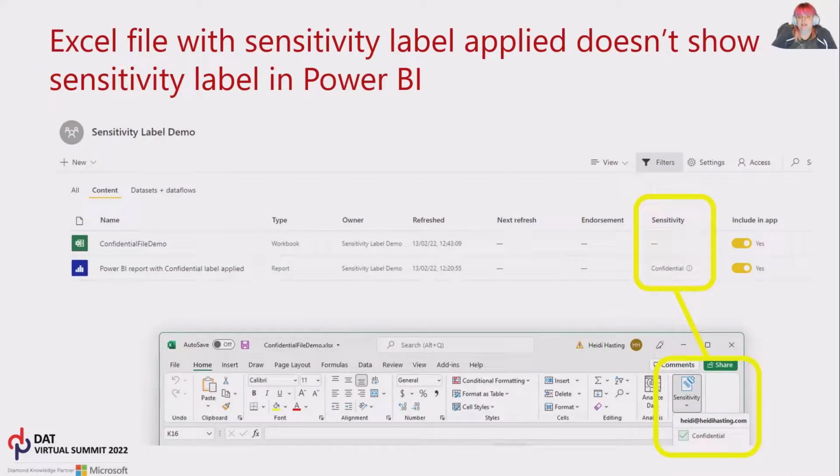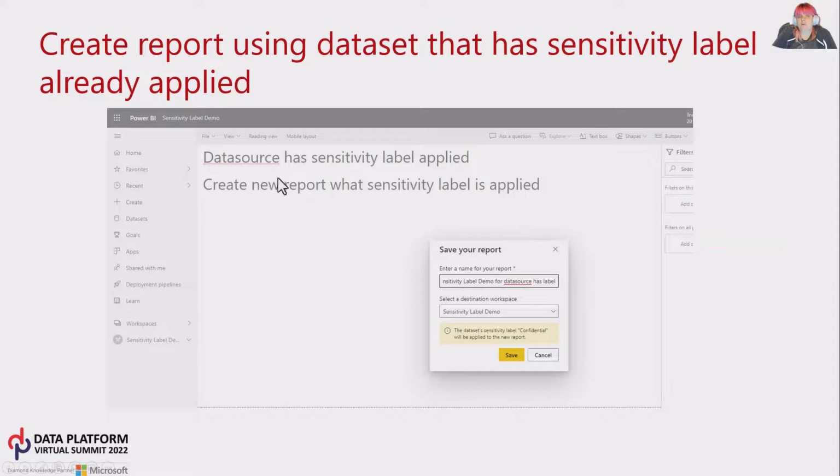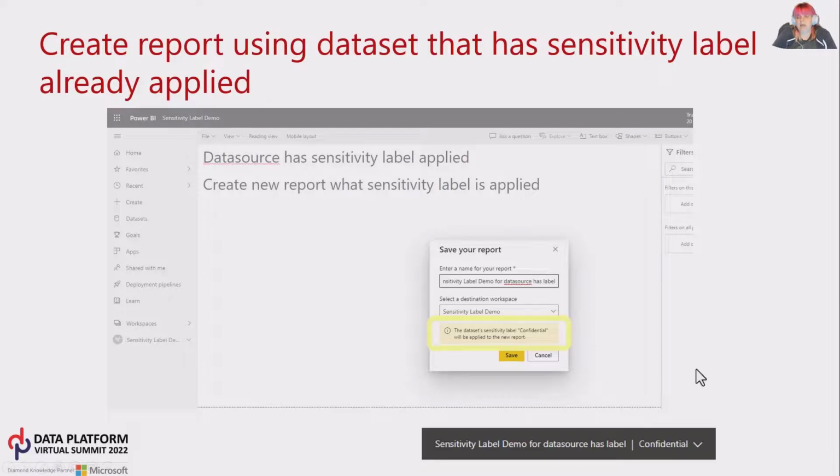The other thing to be aware of is with an Excel file, as we talked about, Excel files can have sensitivity labels applied, but when you publish them to the service, they're considered a workbook and there is no sensitivity label appearing there. When we look at downstream content, in this case, we've got a dataset that has the confidential sensitivity label applied. If we go ahead and create a new report off that dataset, we're automatically informed that the dataset has a sensitivity label, and therefore the new report will get the same sensitivity label to start with. And once we do save that report, it's the same as earlier, so you see the sensitivity label next to the title of the report.